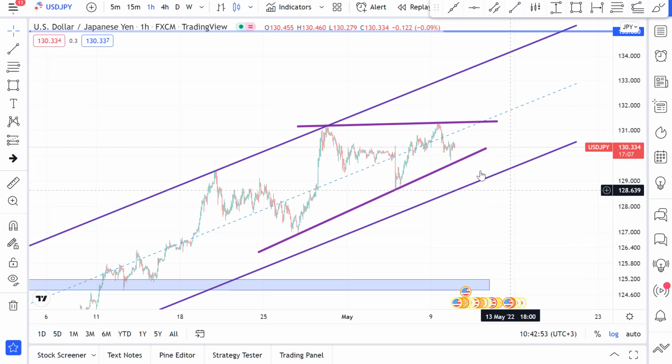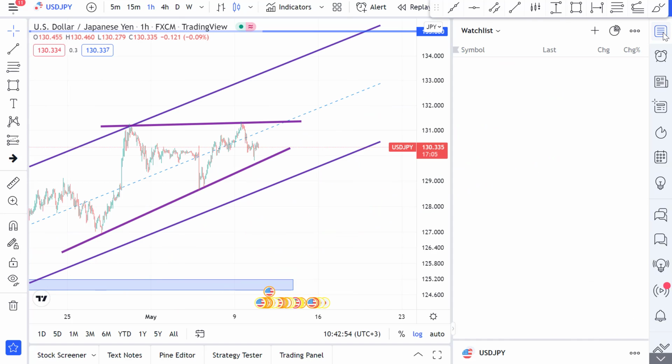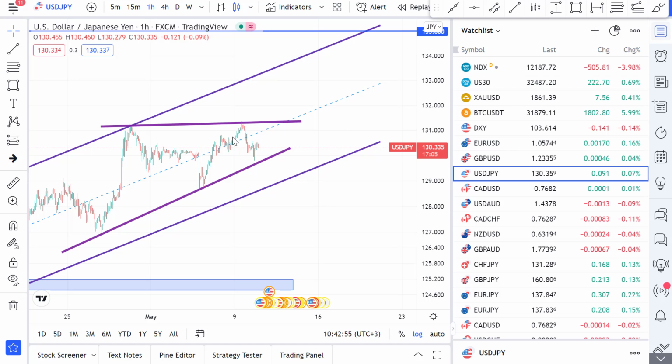But we should wait. We have very strong resistance at 131 whenever the price reaches here. So there is something bearish and again bearish, which means we had something like strong resistance here.